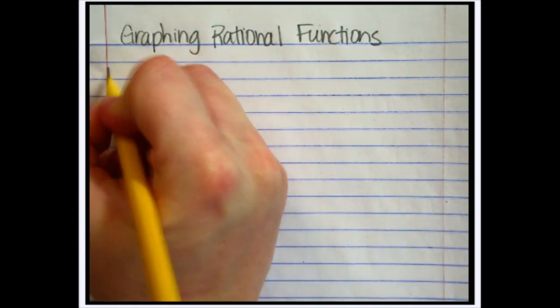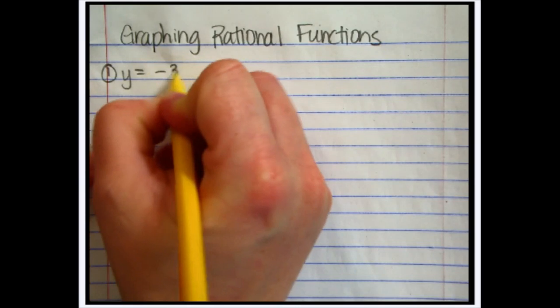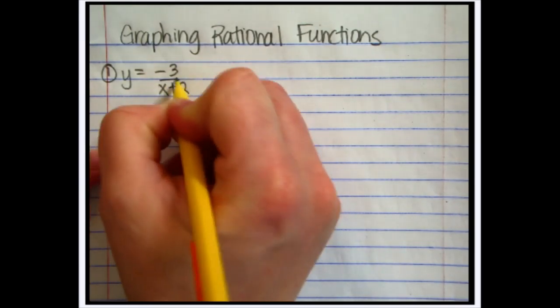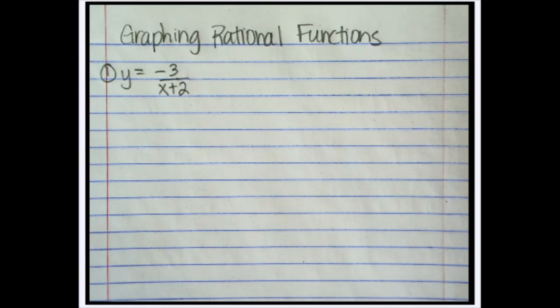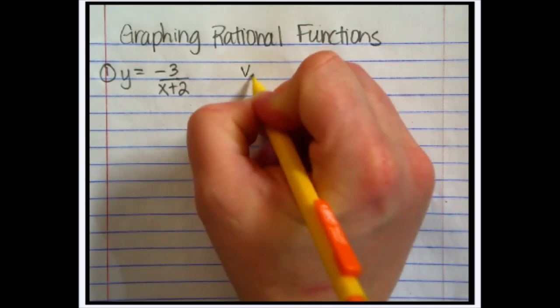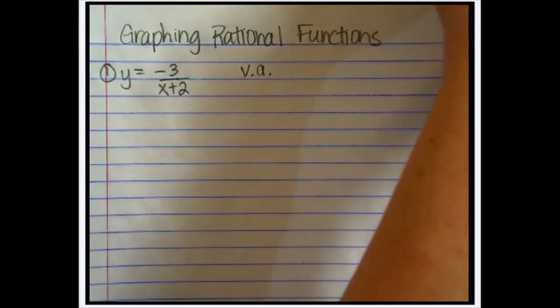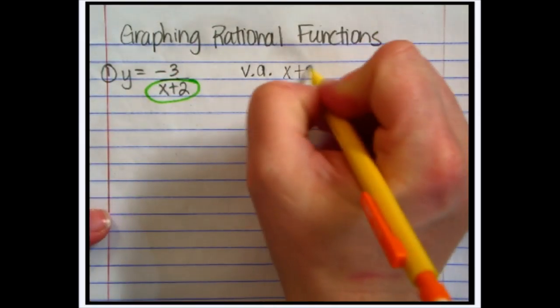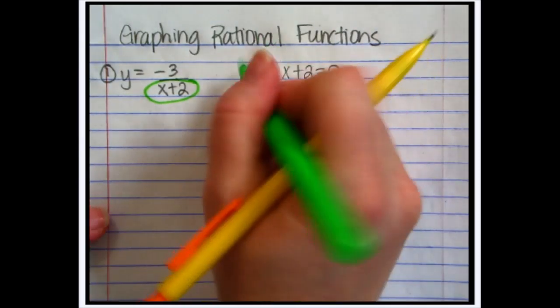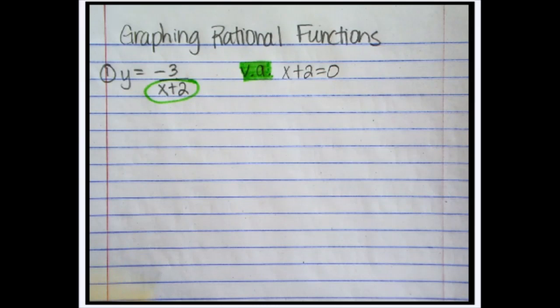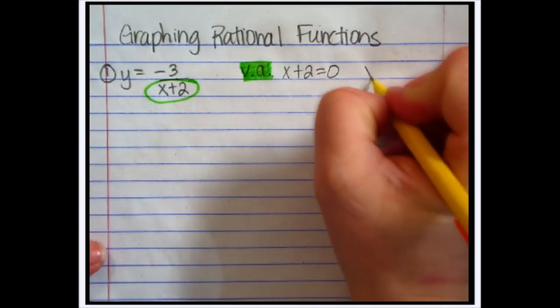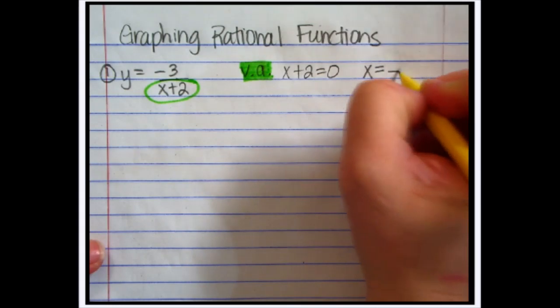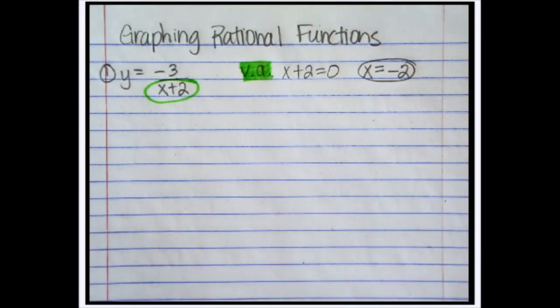So let's look at the function y equals -3 over x plus 2. I believe that was the first one I gave you yesterday. The first thing I asked you to do was to find the vertical asymptote. The way we did that is you took the bottom and set it equal to 0. In this case, we get x by itself by subtracting 2. So we end up with the vertical line x equals -2. This rational function has one vertical asymptote.